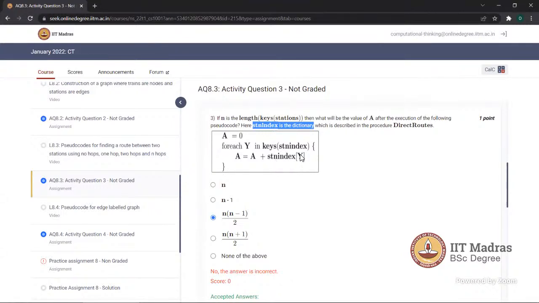So Y is the list. Y is not a list. Y is the key, right? What will the index of Y give you? A value, and that value represents a pair value. It will give you a value of how many direct routes there are.